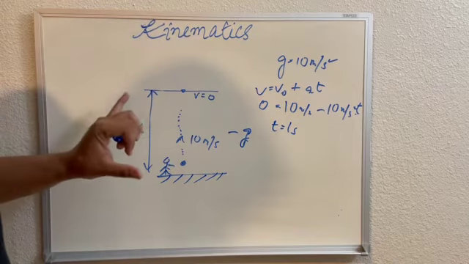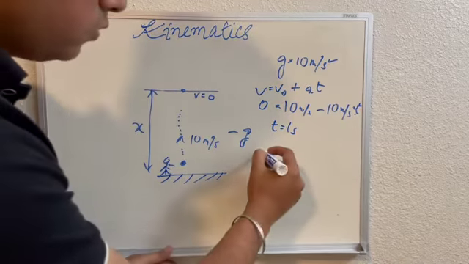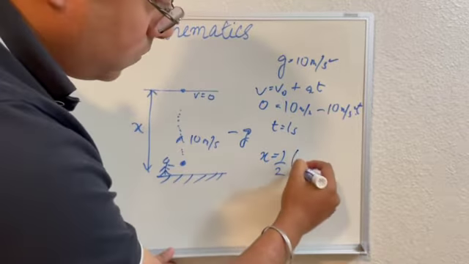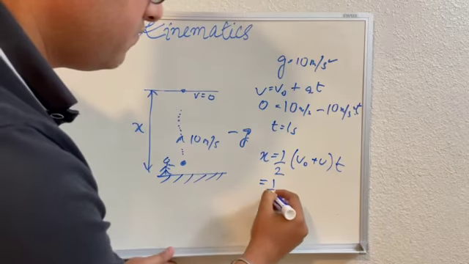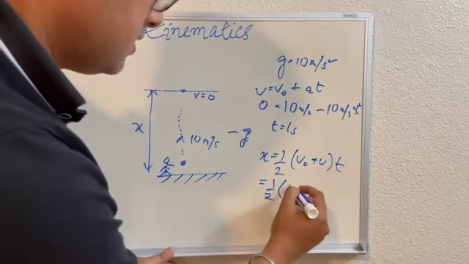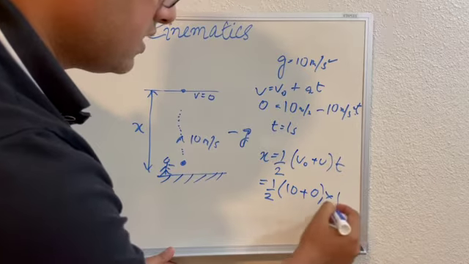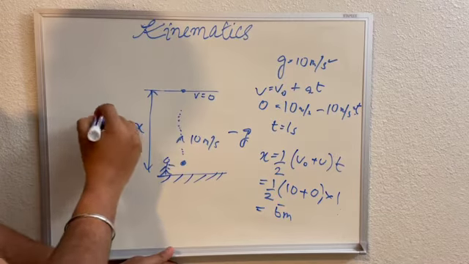Now, in order to find the distance, next we will use the other equation. X is half v naught plus v times t. So that would be half. The initial speed is 10 meters per second, final is 0, and we know it took 1 second, so that is 5 meters. So this distance is 5 meters.